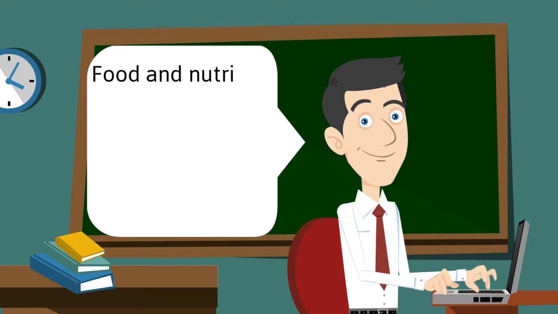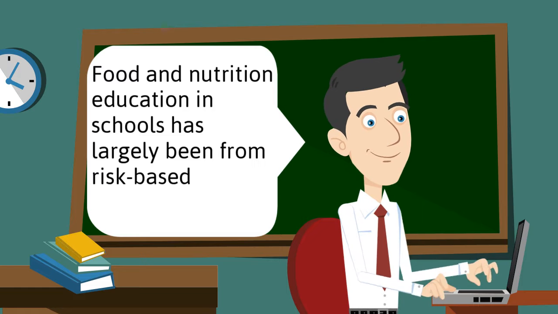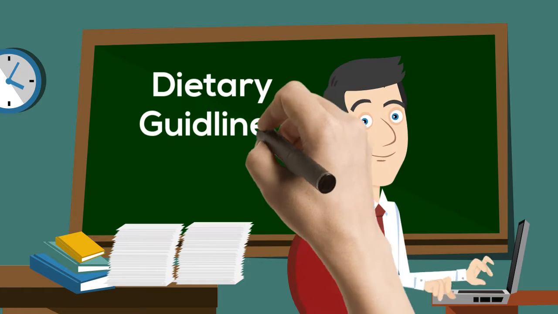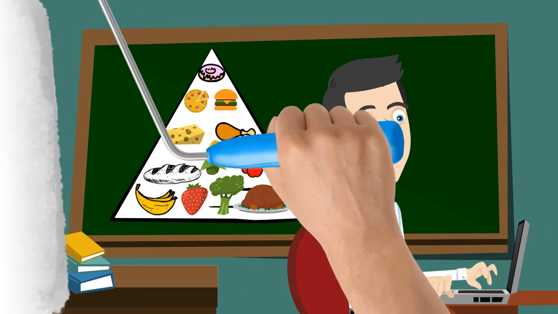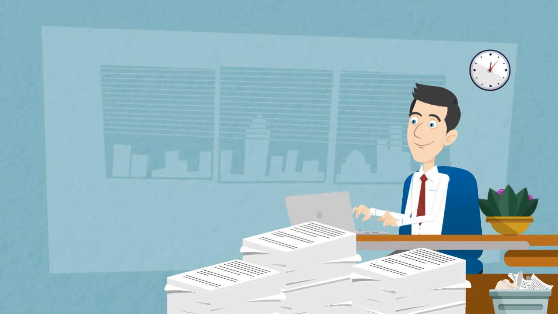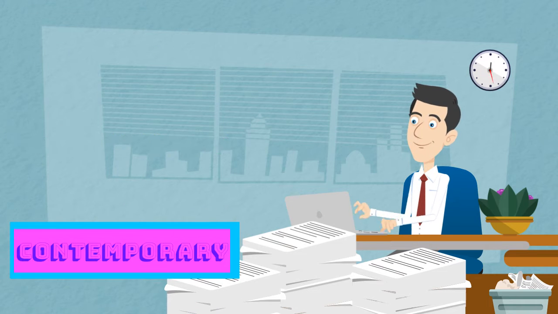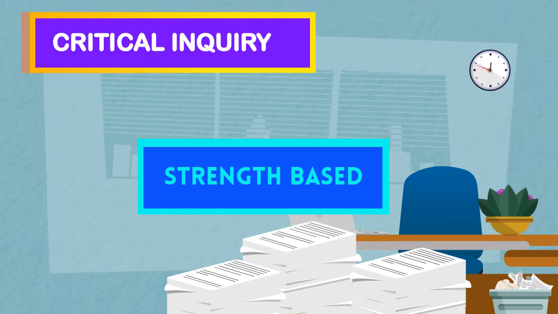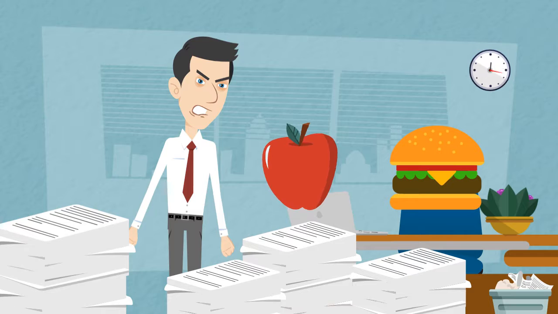Food and nutrition education in schools has largely been from risk-based perspectives. For example, memorising the dietary guidelines or food pyramid. So, how can we make food and nutrition education more contemporary through critical inquiry and strength-based approaches, rather than ineffective models that consist of binary repetition on good and bad foods?